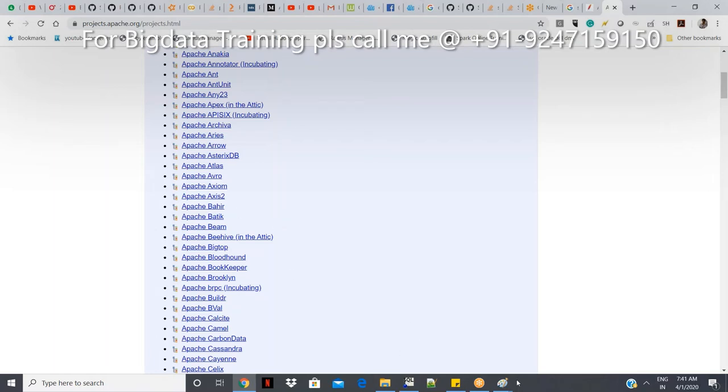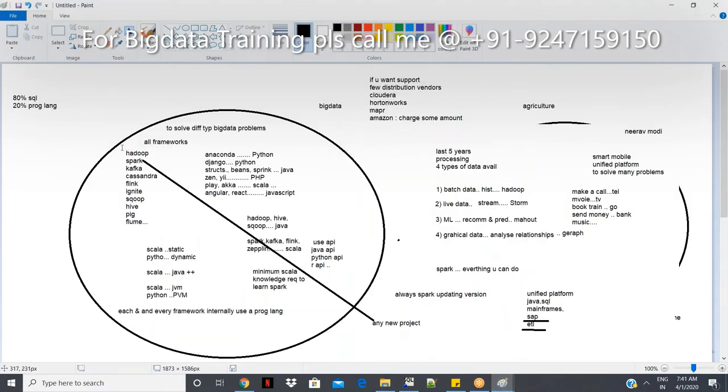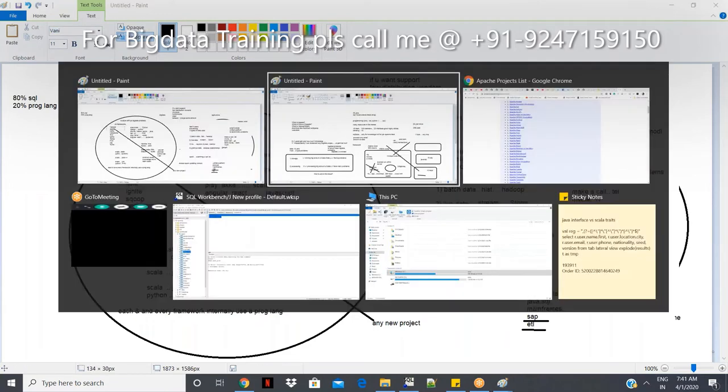Please note, as of now, this is okay. As of now, Hadoop and Spark knowledge is enough. The remaining things, where we are using them, I will cover later. This is not a priority right now. Exactly what is the difference between Hadoop and Spark? That knowledge helps.